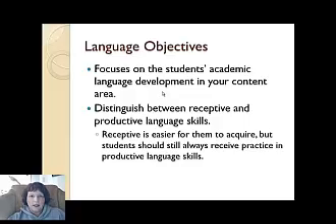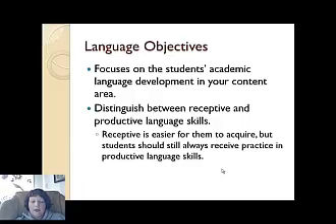So the receptive is easier for them to acquire, but they need to have that practice in productive language skills as well. A lot of times my math students think that they don't need their students to write in their class. This is a math class, it's not an English class. However, I want to give you a heads up that is changing in some states that take standardized testing seriously.